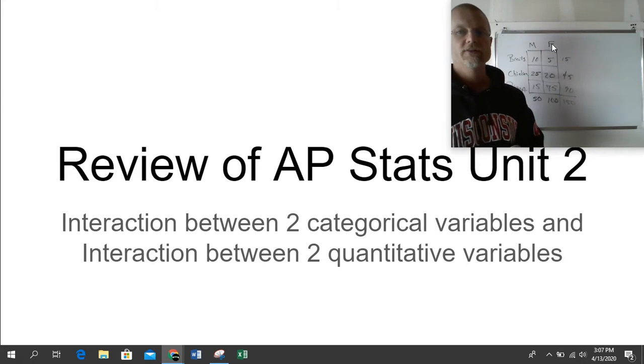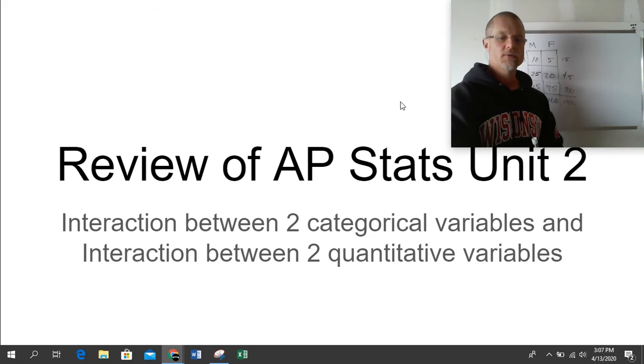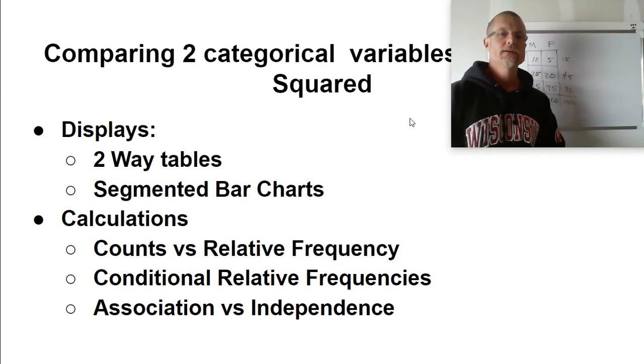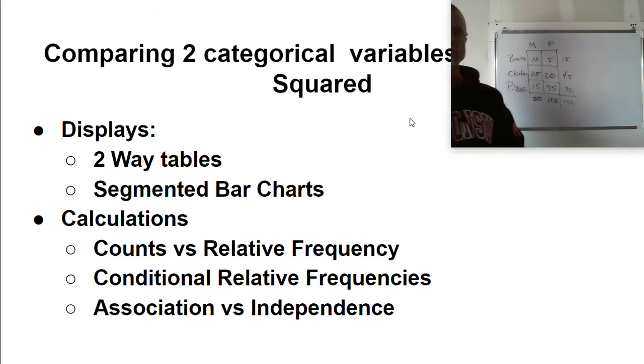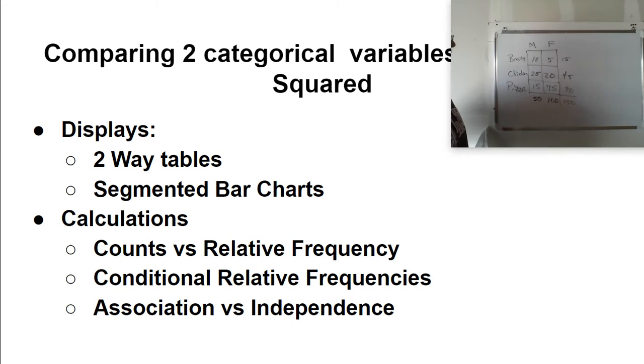So for categorical variables, we have to worry about, number one, how to display them. Number two, we got to be able to do some calculations with them. So I'm showing you one of the displays right now. We're looking at two-way tables, segmented bar charts. This is a two-way table right here.